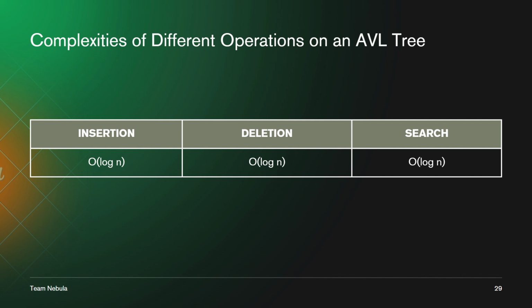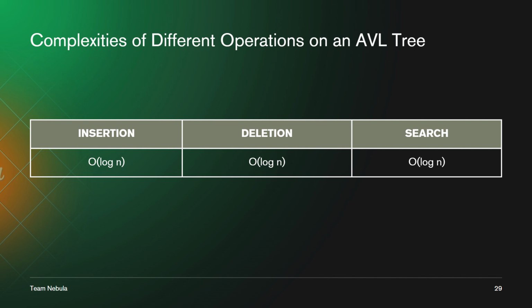Deletion. Deleting a node from the AVL tree also takes big O of log n time. Just like with insertion, the time it takes to delete a node grows logarithmically with the number of nodes in the tree. So this is again because during deletion, the tree structure is adjusted to ensure it remains balanced.